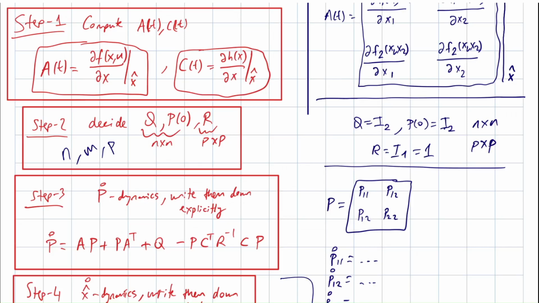And I forgot to say that Q, P of 0, and R all need to be symmetric and positive definite matrices. Q, again, is a parameter that we need to choose, and we chose identity, and also R, again a parameter. So we need to just write down the dynamics of the P matrix, right, using this algebraic equation. All right, let's try to do that.